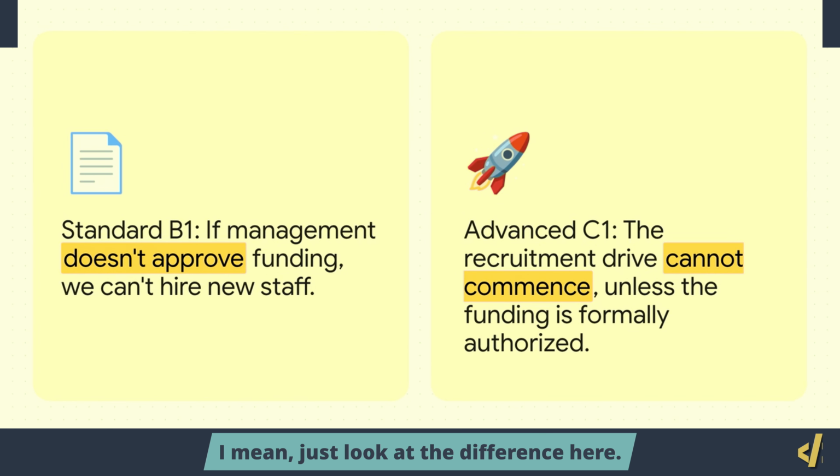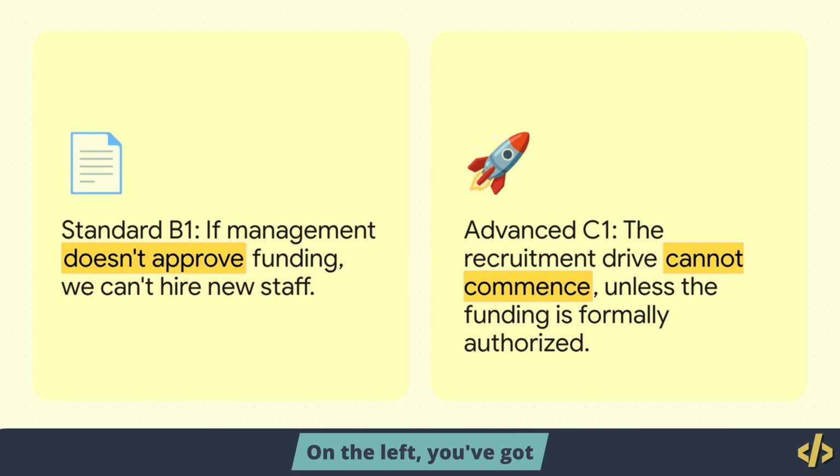I mean, just look at the difference here. On the left, you've got a standard B1 sentence. It's fine, it gets the job done. But then look at the C1 version on the right. See that? It's not just longer. It has a sense of formality, of nuance, of authority. That is the level of sophistication we're aiming for today.